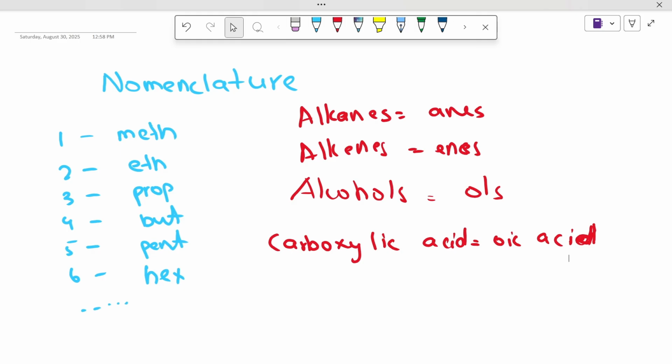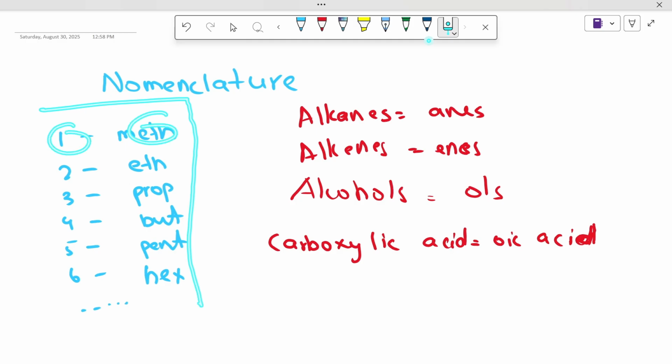First of all, before we get into it, you have to understand that there are some things that are compulsory before heading forward in this chapter, which is knowing these naming systems. Compounds with one carbon are called meth, those with two are called eth, three prop, four but, five pent, six hex, and so on.